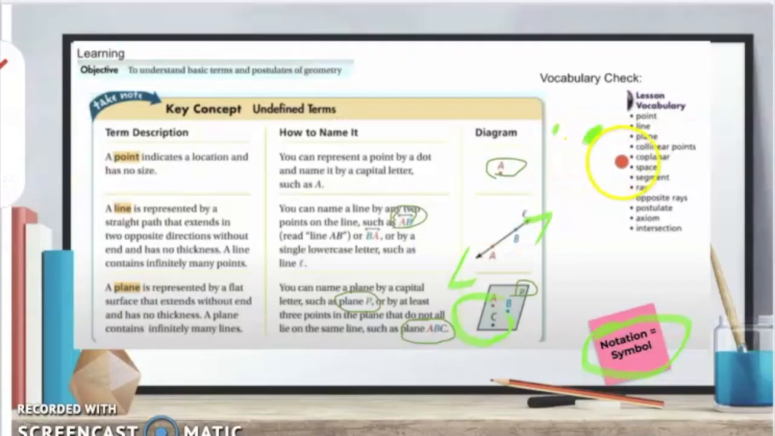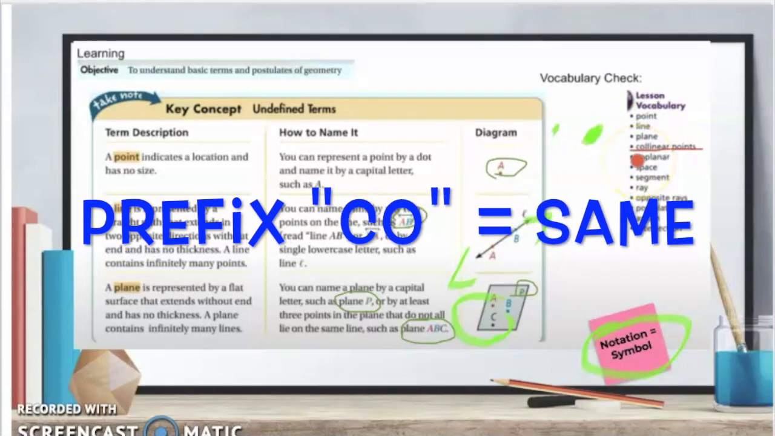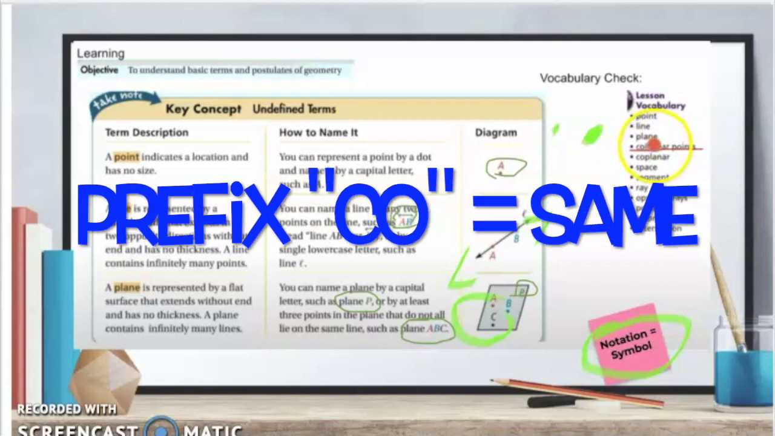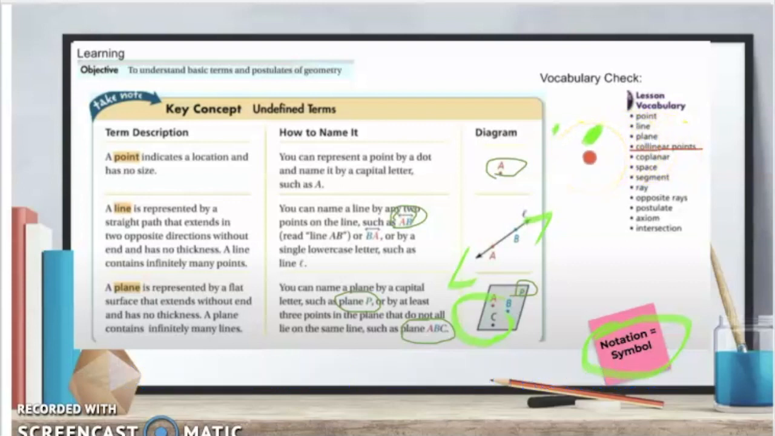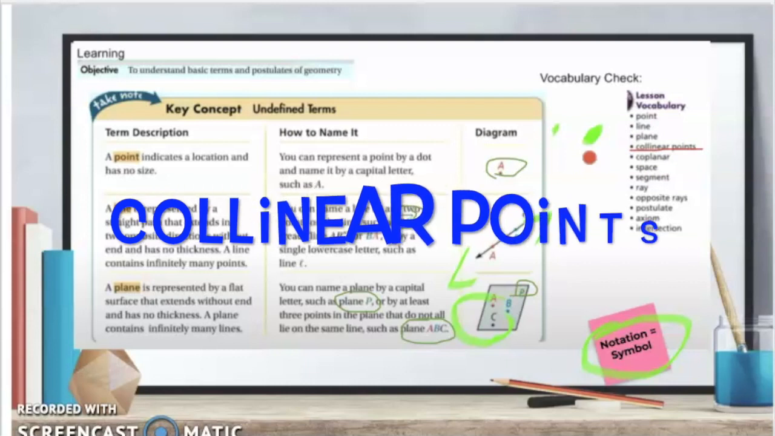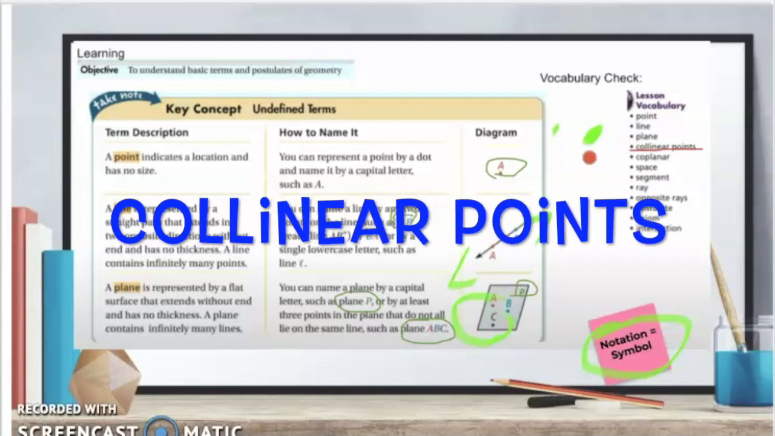There are two more words I want to go over, but I don't have the slide here for you. The first one is called collinear point. Now, co is the prefix for this one, and you will recall co means the same. Okay, so linear, that's the word line. So that means the points that are on the same line. Collinear points. Go ahead and say it with me. Collinear points. Okay, very good.